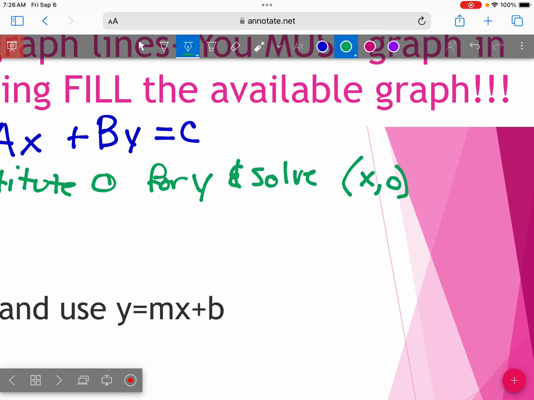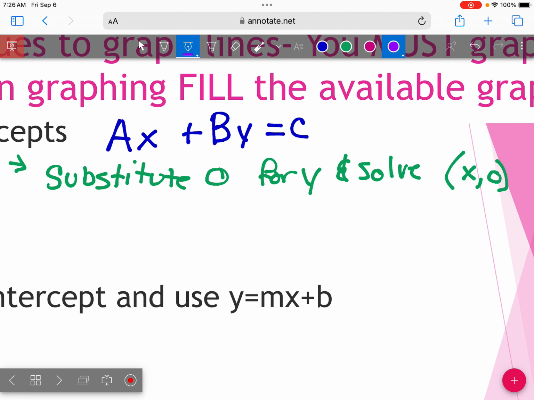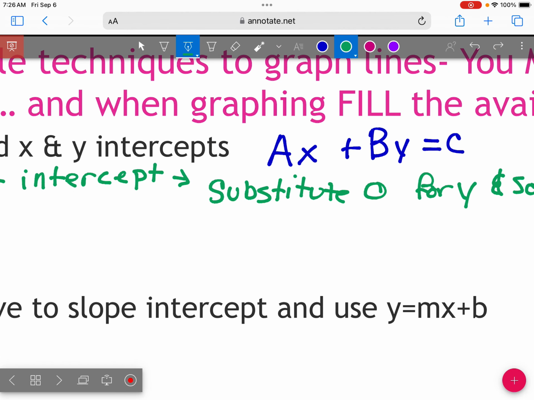We will do the same exact thing to get our y-intercept, but just for the other letter, because our y-intercept is on our y-axis. So if we want to find our y-intercept, we're going to substitute 0 in for x to solve.